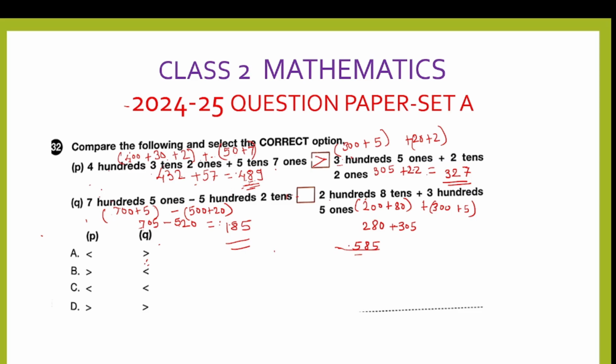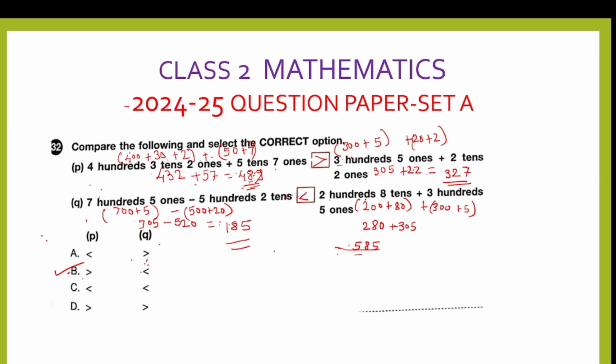So 185 is less than what? This 585. So the sign should be like this. Okay. Now choose the correct option. So we have to choose first one, the statement P, there should be a greater than. So option B is here. And for Q there should be a less than. So option B is the correct answer for this given question.